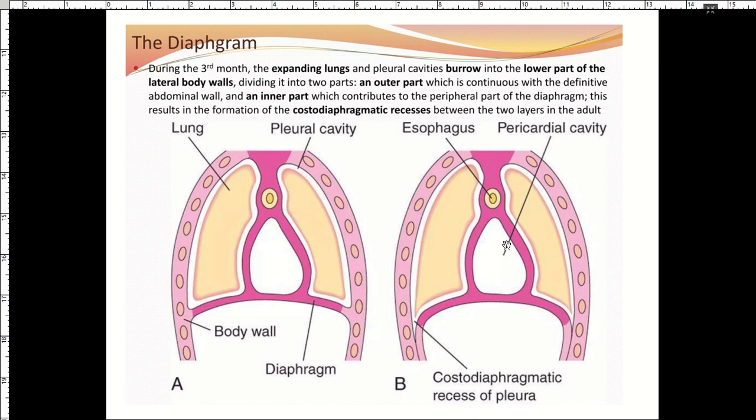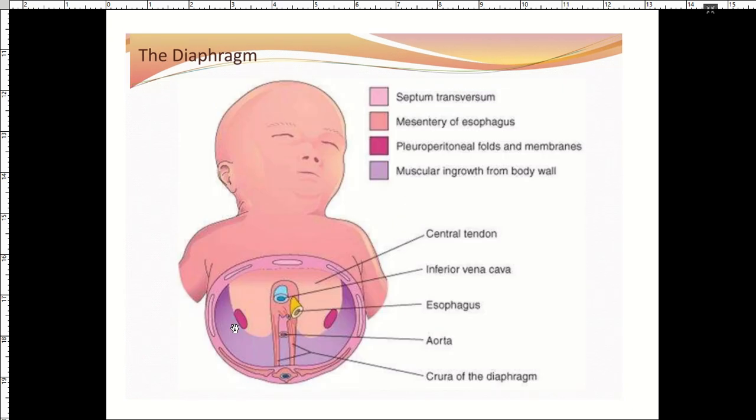So yeah, you can actually see the diaphragm separates our body into three: the pleural cavity, another pleural cavity, the peritoneal cavity, and the pericardial cavity. So now you have three spaces, right? So this is what forms the diaphragm: the septum transversum, mesentery of the esophagus, pleuroperitoneal folds and membranes, and muscular ingrowth from the body wall, C3 to C5.